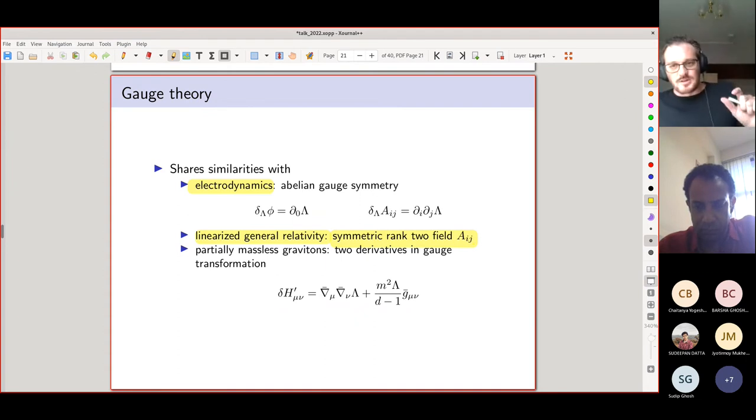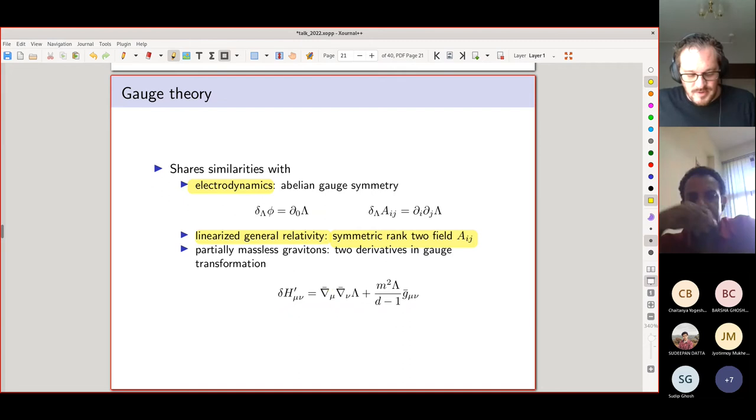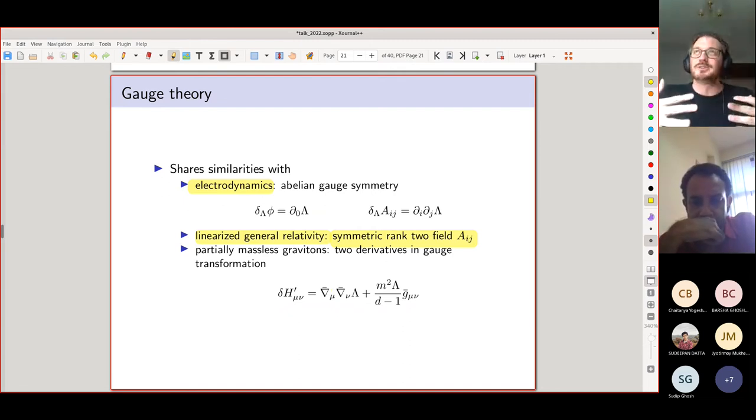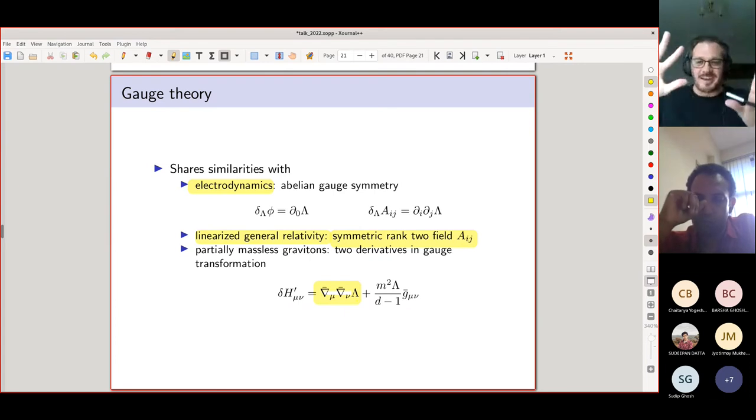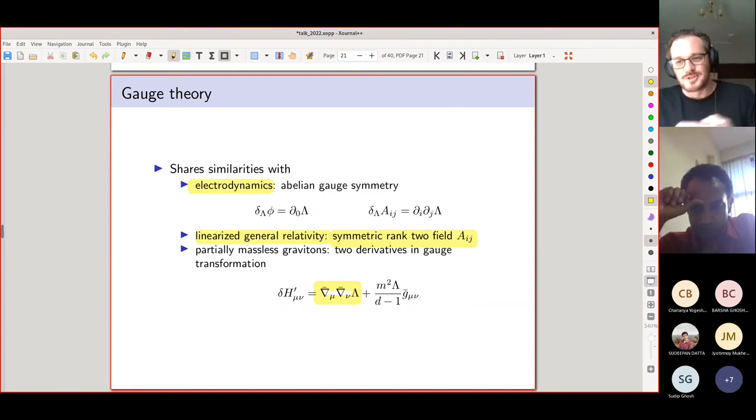And there's another interesting connection, which is that it also shares some similarities with partially massless gravitons, because these partially massless gravitons also have two derivatives. These are theories that just live in AdS or dS spaces. And they also share some interesting similarities with regard to the gauge structure in general. If you look very carefully at this structure, this theory lives in between these three cases to some extent, if you like to think about it in that way, and has some features from each of them.